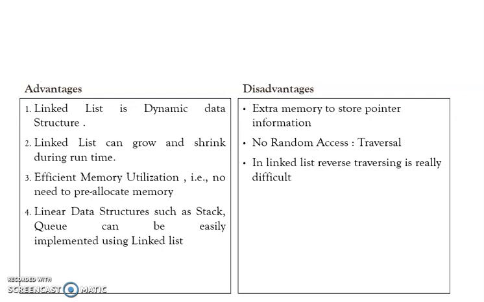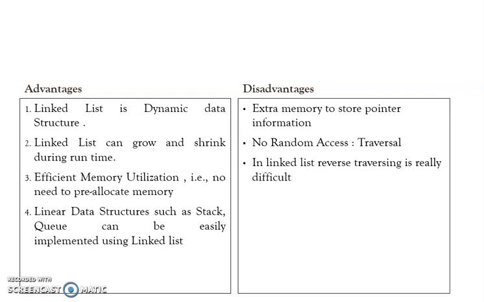But the disadvantages are also there. First, we need extra memory to store the pointer information of the next node. The next disadvantage is that we can't have random access of elements in the linked list. The reason is the address of one node is stored in its preceding node. Because of that we can't perform random access, and hence traversal is a little bit complex. Reverse traversal is again difficult, because it is a singly linked list. There are different types of linked list, singly and doubly. In a singly linked list, it will only store the address of the next node.